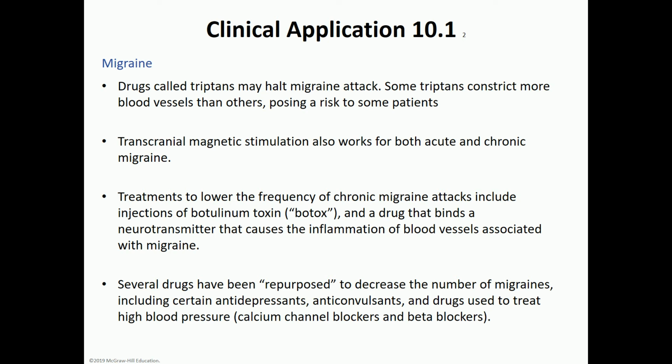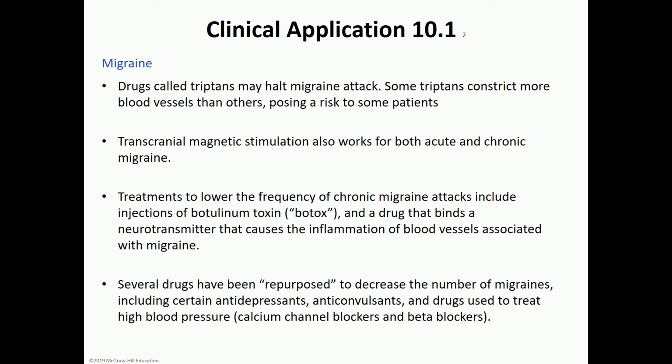Or we could do what is known as transcranial magnetic stimulation. That is sometimes done in severe, acute, or chronic migraines. Botox injections have been used in the treatment of migraine to relax the muscles in the head and neck area. And we also use, in combination, a drug that decreases the inflammation of the blood vessels that are associated with migraines.